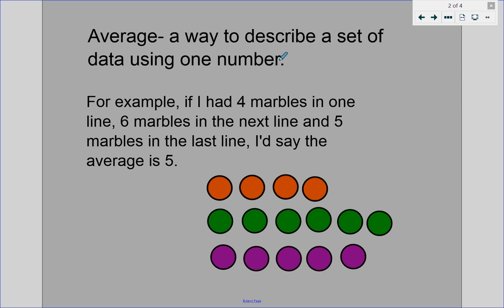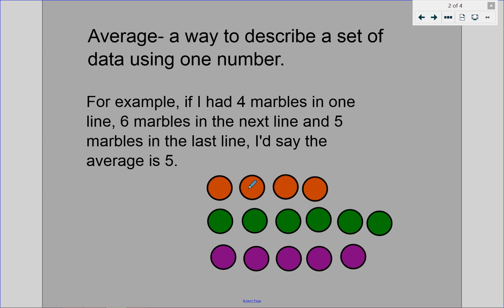So what is that number? How do we find that number? Well, let's look at this example. If I had 4 marbles in one row and 6 marbles in another row, and then the last line had 5 marbles, I'd say the average is 5. Well, let's see, how did I get 5?